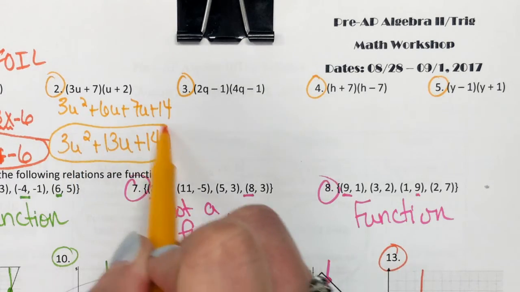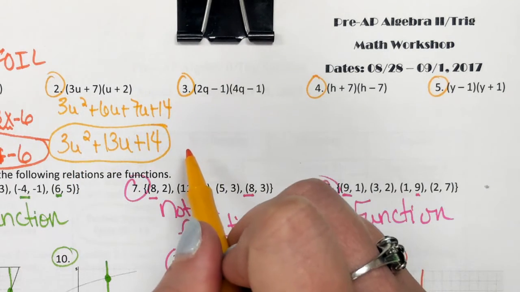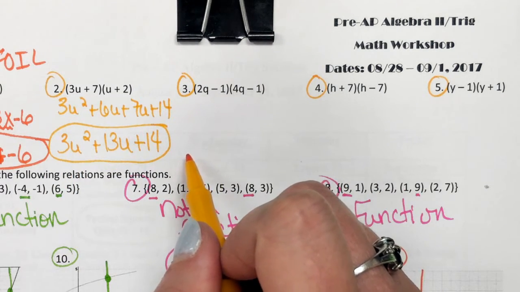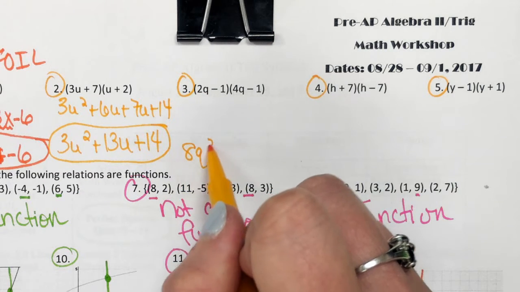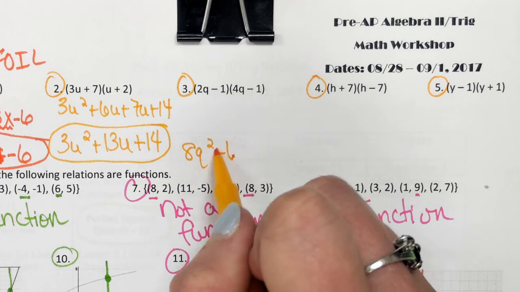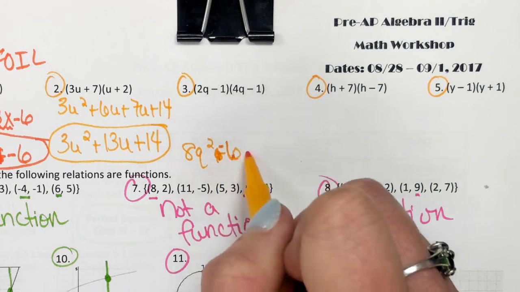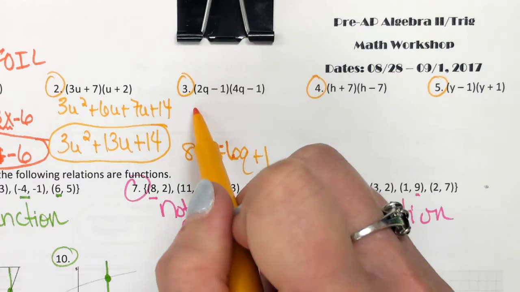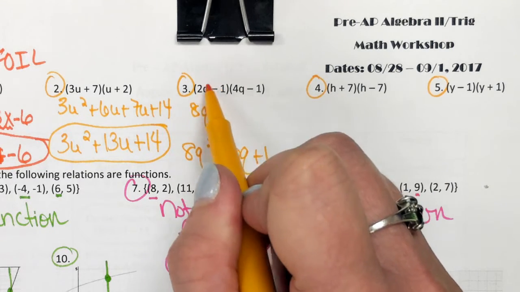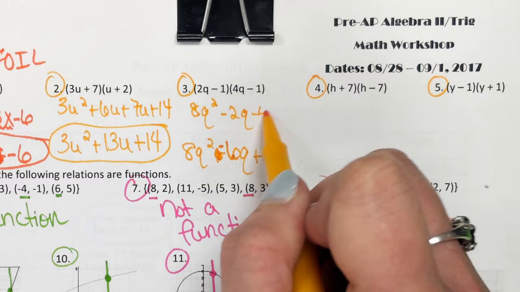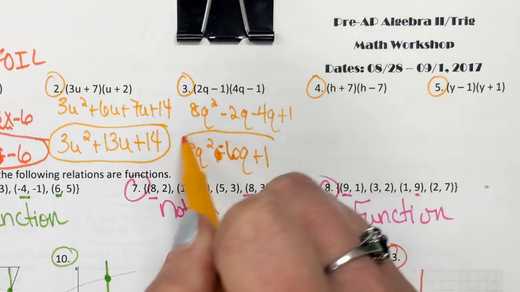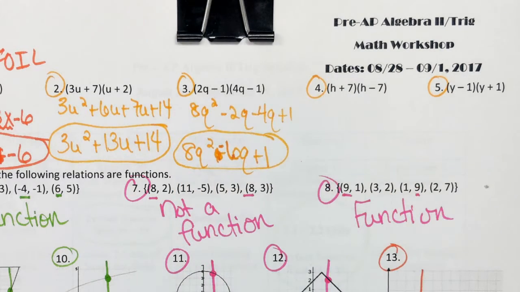All right, what about number 3? What'd you get? Oh, minus 6q plus 1. Yep. So let's see, 8q squared minus 2q minus 4q plus 1. All right. Y'all okay with that?